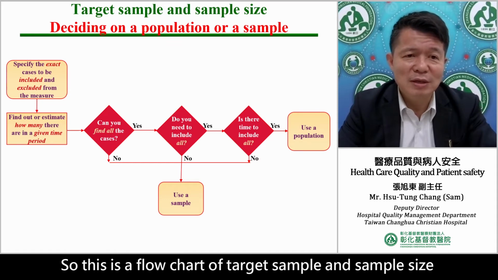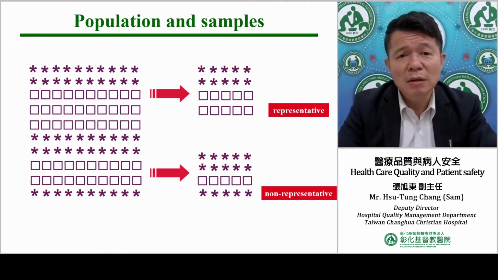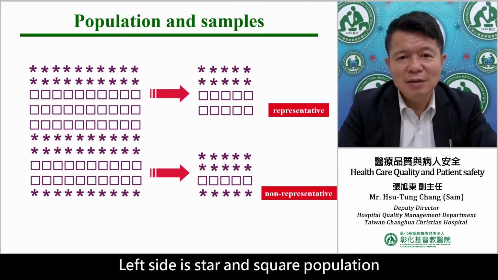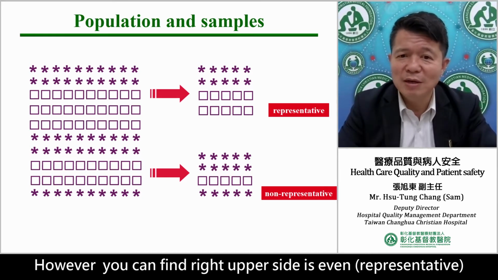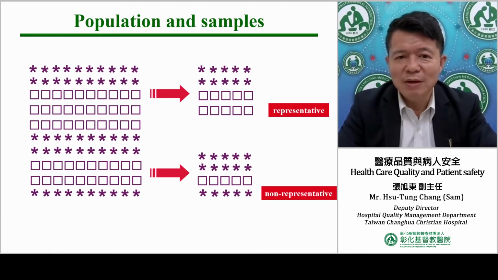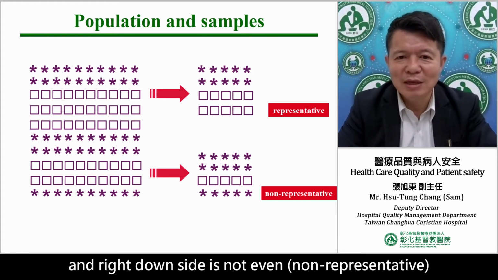Okay, so this is a flow chart, target sample and the sample size. Left side is a star and the square population. Right side is star and the square samples. However, you can find right upper side is even, representative, and the right down side is not even, non-representative.